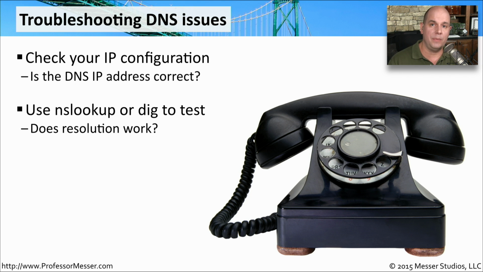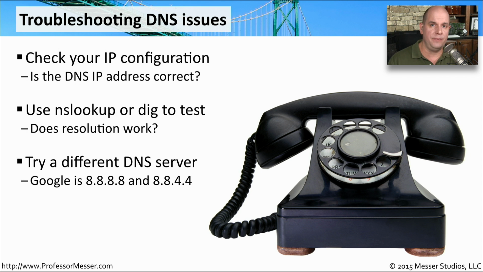Simply use a name that you know should be resolving and see if you get a response from this name server. You might also want to try a different name server. If it's something that's external, you can try Google's name server at 8.8.8.8 or 8.8.4.4. By changing the IP address for your DNS server and then trying a name resolution, you can see if the problem is something associated with one DNS server or if it's something that's outside the scope of DNS.